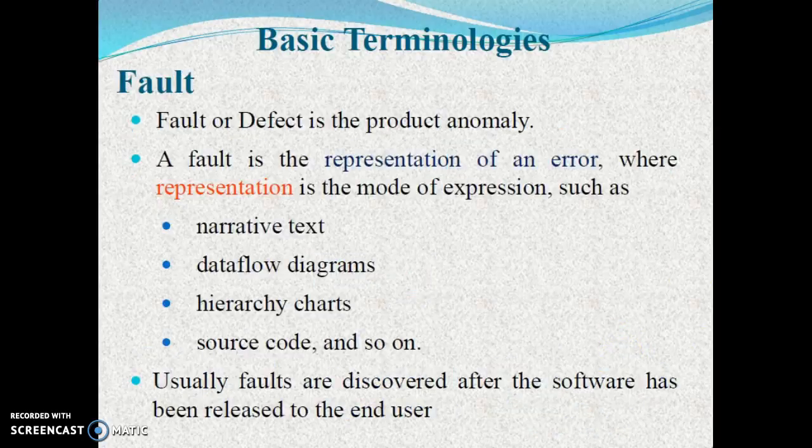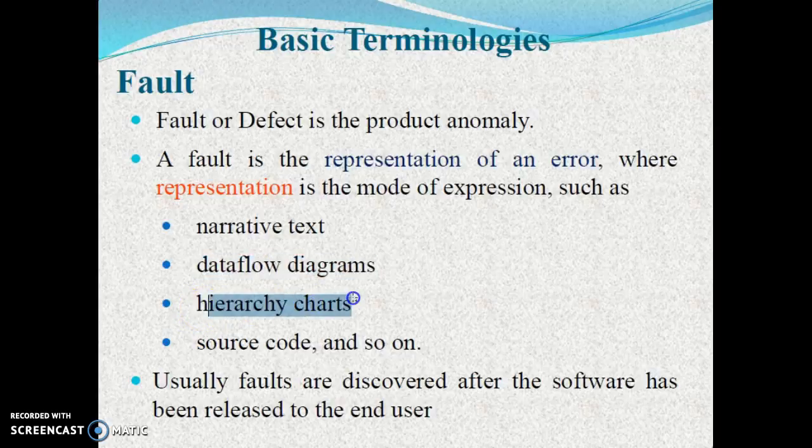A fault or defect is a product anomaly. That means the product is not performing its intended function. A fault is the representation of an error, where representation is the mode of expression. Representation means we are representing something, such as narrative text. While narrating, we have some text and we may have described something wrongly. We also have the data flow diagram, which shows the flow of data, and if we describe the flow of data in a wrong way, then obviously it may create some fault.